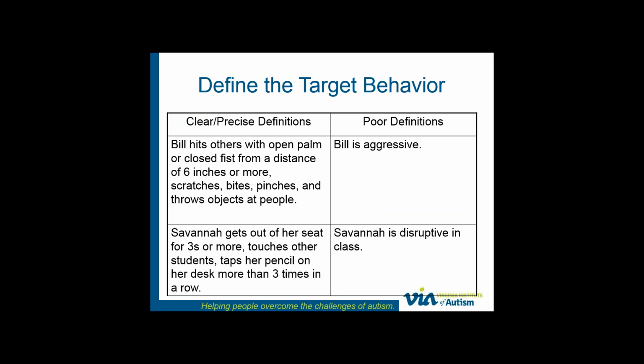We did one of these last week, but I'm going to give you a few examples of a clear definition and a poor definition. So a clear definition is Bill hits other people with his open palm or closed fist from 6 inches or more, scratches, bites, pinches, and throws objects at people. A poor definition, and we do see this in some IEPs sometimes, is he is aggressive. Again, on the left, it's clear what you're looking for, and on the right, you don't really know. You have to define it yourself when you see it.